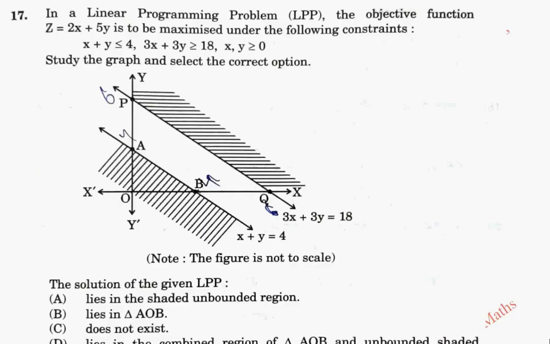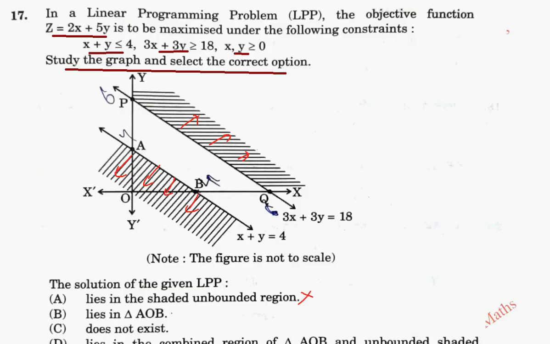In question number 17, they have given a graph and a function z which is 2x plus 5y, and all the equations are given and the diagram is also plotted. They are asking to study the graph and select the correct option. Now we see the shaded region is lying this way for this line and this way for the other line. There is no common shaded region, and in the options, they have given that the solution lies in the shaded unbounded region. That is not true because we need a common region.